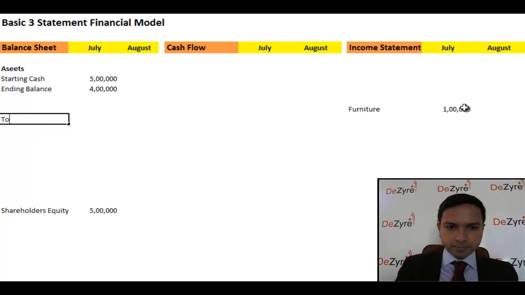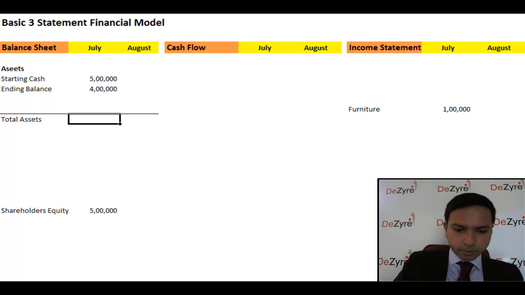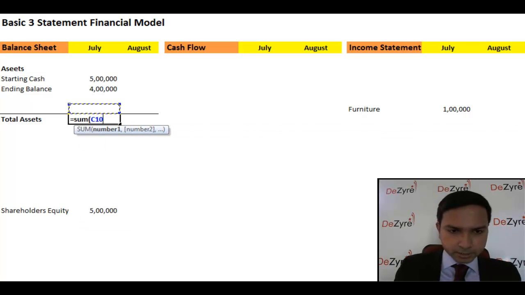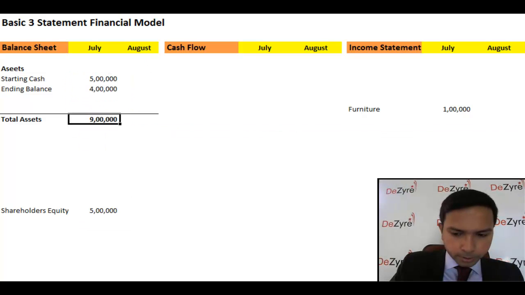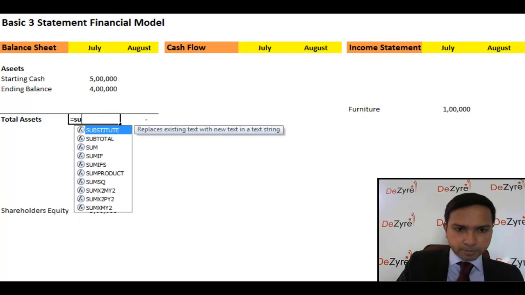total assets here. Okay, total assets. I'm going to sum it up, the total assets. Oops, I added the ending cash and the beginning cash, right?